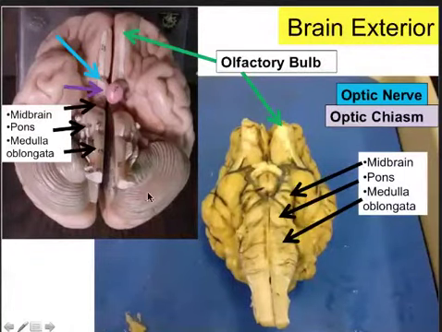Now in the sheep brain you can see some of these structures as well. There is the medulla oblongata, the pons, and up there is the midbrain. There's the optic nerve. There's the optic chiasm. Chiasm means to form an X. So this is where the optic nerves cross from left to right and right to left and go into the back of the eyeball. And you can see here the olfactory bulbs, which sit just underneath the frontal lobe and right on top of the ethmoid bone, and this provides our sense of smell.